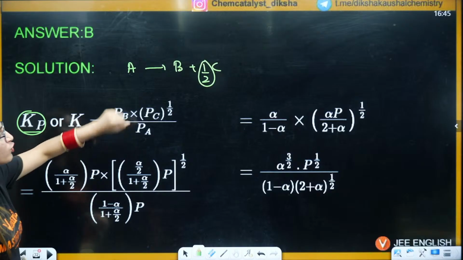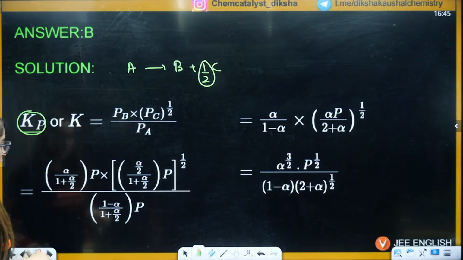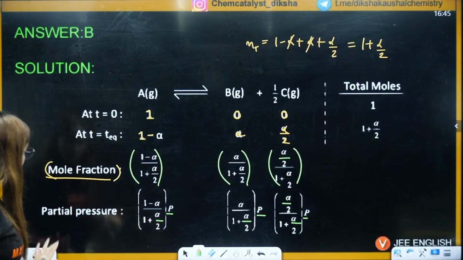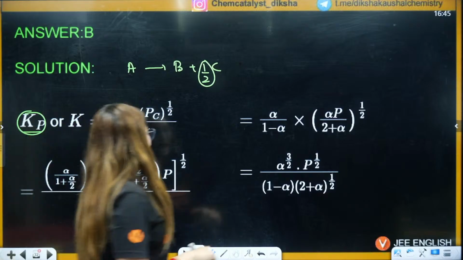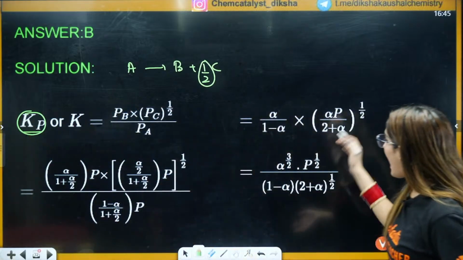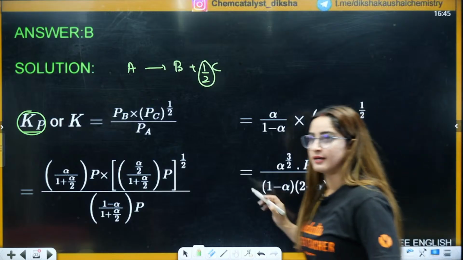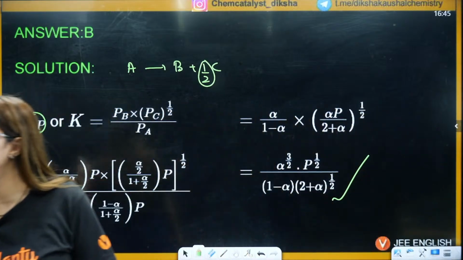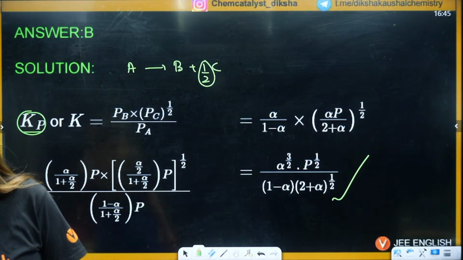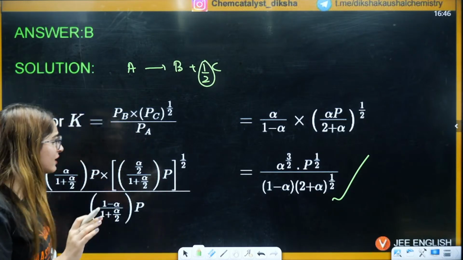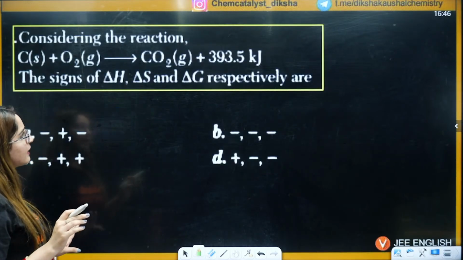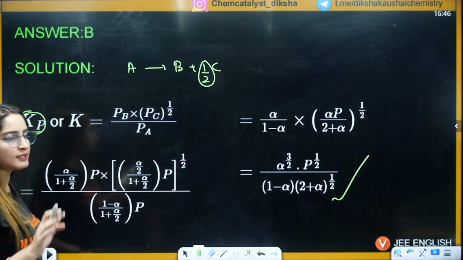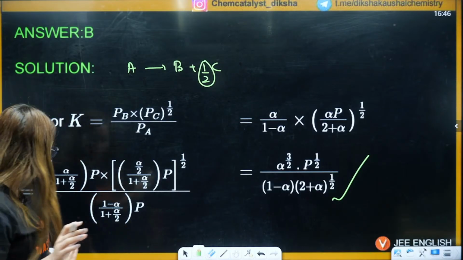Now Pb you know, Pc you know, Pa you know, that we have calculated here. Now you will put all these values here and then you will solve it and you will get your answer here. Is that clear? Understood? Yes, students. Is that understood?